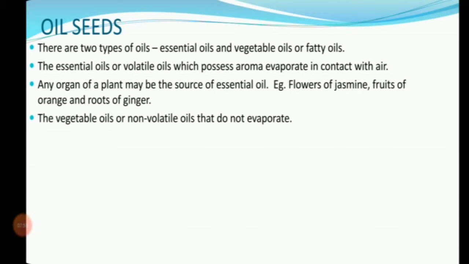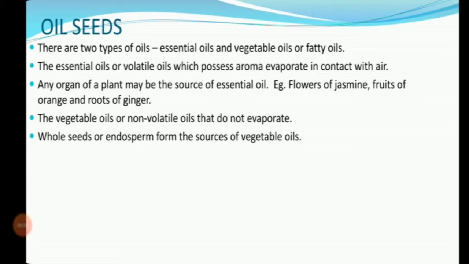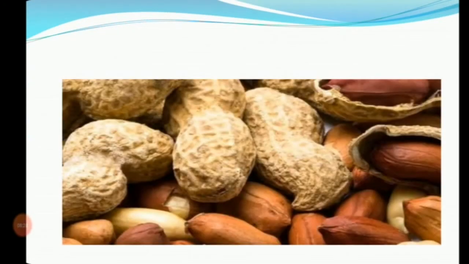The vegetable oils are non-volatile oils that do not evaporate on contact with the air. Whole seeds or endosperms are the sources of vegetable oils. Vegetable oils are obtained from the whole seeds, or it may be the endosperms. We know that coconut oil is obtained from the endosperm only. So whole seeds or endosperms are the sources of vegetable oils.